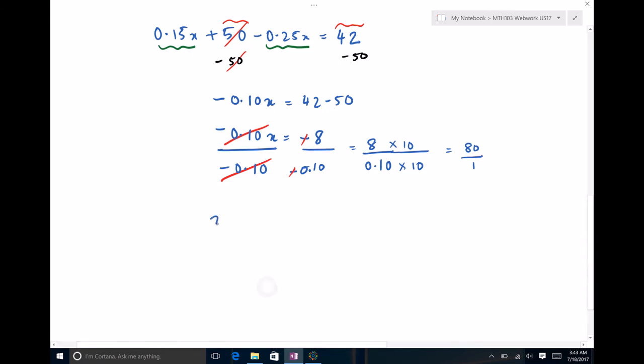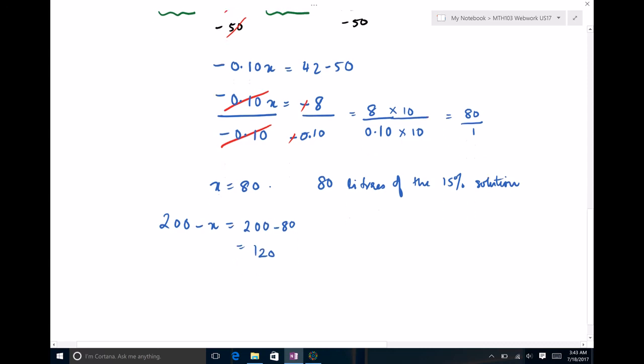So I have x equals 80, which means I need to take 80 liters of the 15% solution. This also readily tells me that since I needed 200 minus x liters of the other solution, that's going to be 200 minus 80, which is 120. So I need 120 liters of the 25% solution. And that's your answer.